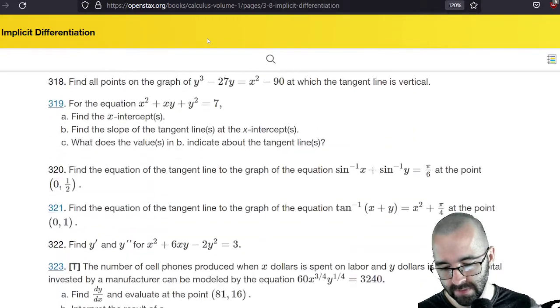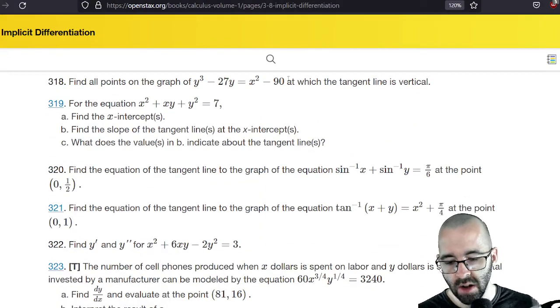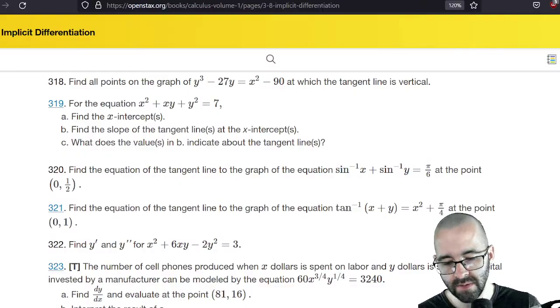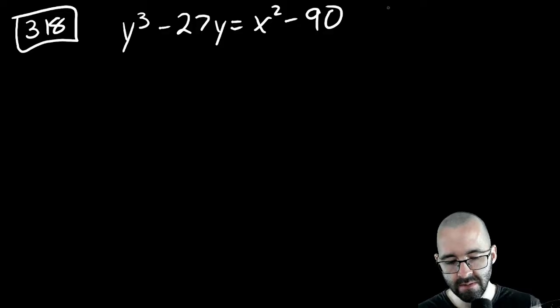318. Find all points of this graph that have a vertical tangent line. The y cubed minus 27y equals x squared minus 90. Now we want vertical tangent line.